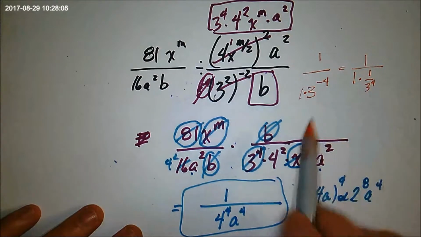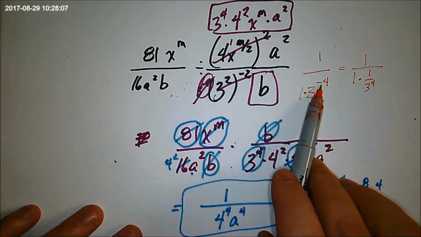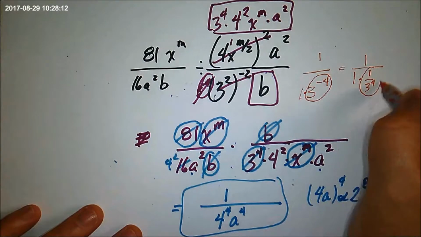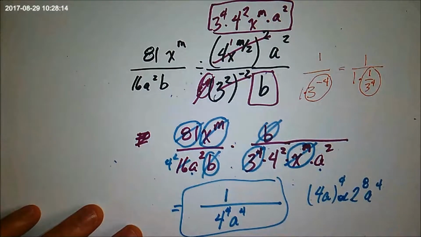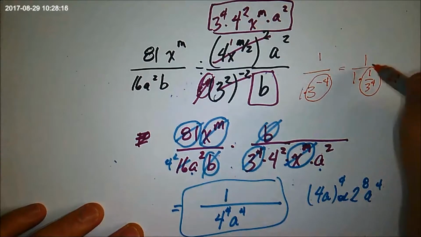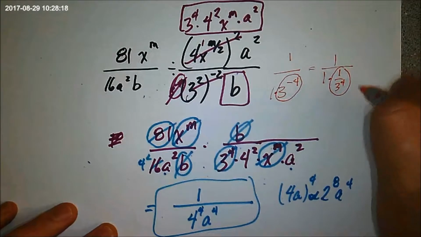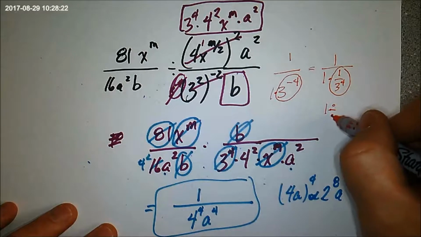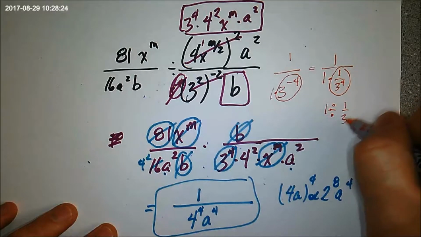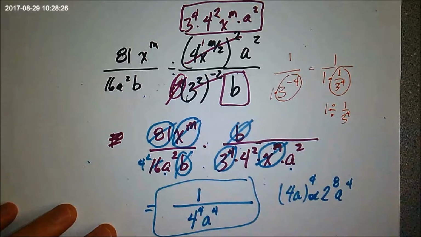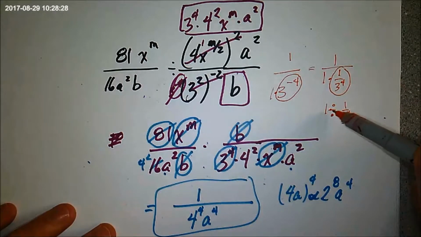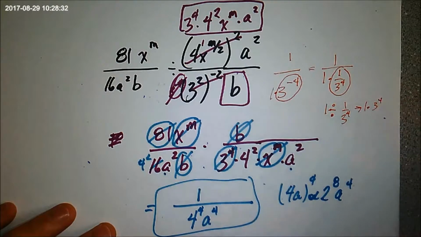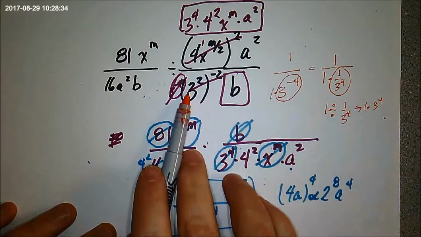Negative exponents are division. So I left everything the same except for that part. Do you see? So what this whole thing right here really is, is 1 divided by 1 over 3 to the power of 4. And the way you divide is you multiply by the reciprocal. That's why it goes from down here to up there.